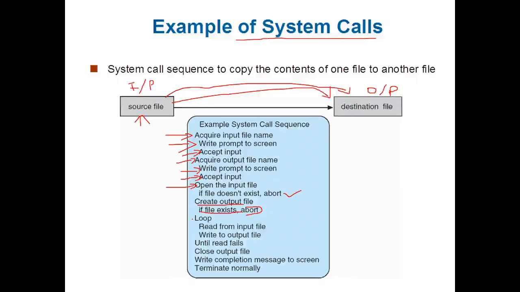Now if both input and output files are present, or if the destination file is not there, it will be created. Then read from the input file and write to the output file. It goes on repeating until all the contents are read, or until the read fails. Then close the output file where you have copied. Then write a completion message on the screen and terminate normally. So these are the various system calls which will be made between the user process and the kernel process.